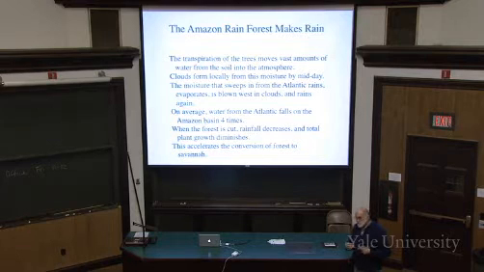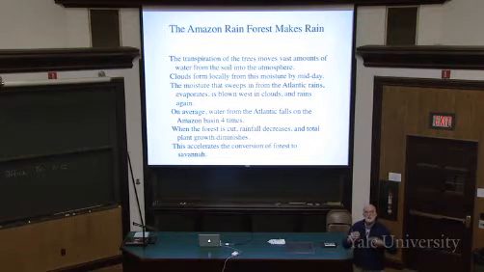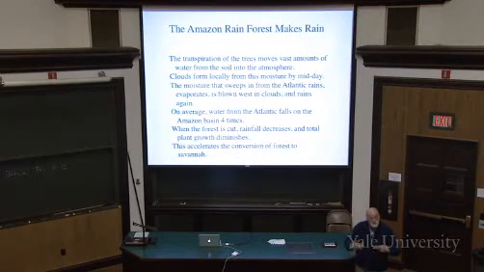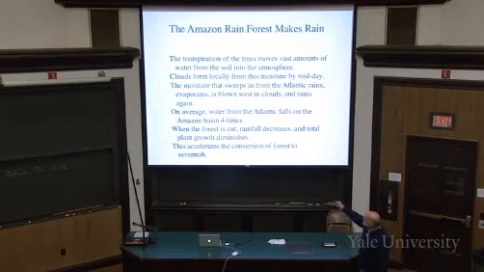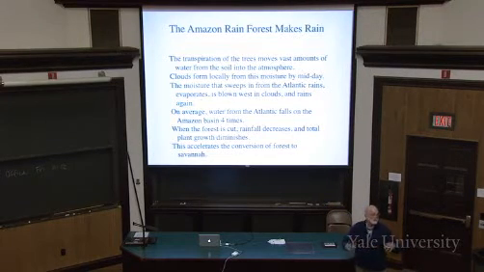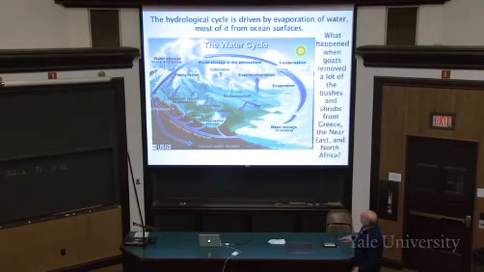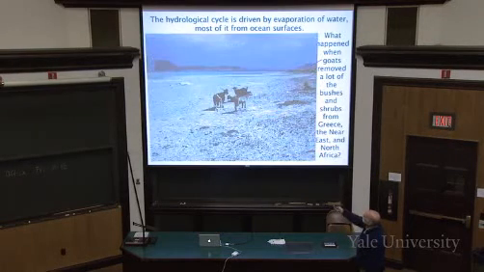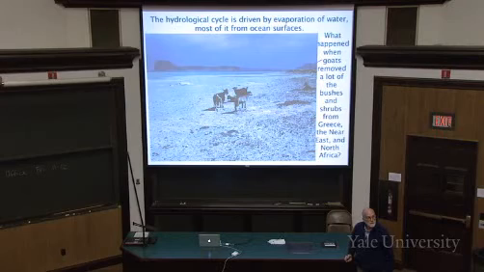It is a positive feedback loop whereby the presence of the forest is maintaining the presence of the forest. And if you cut down the forest, the rainfall will decrease and the total plant growth will diminish, and that will accelerate the conversion of forest into savanna. So this is an extreme case of that process.